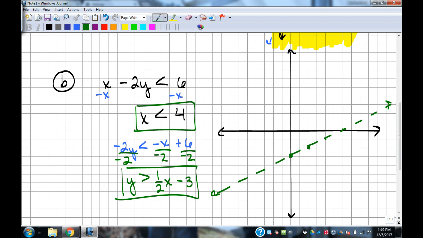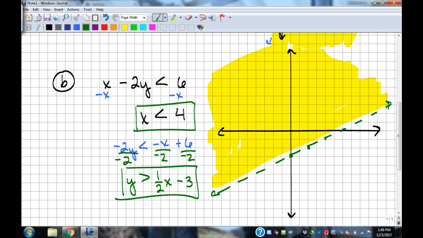Now we've got to do our shading. Can I test 0, 0? Yes, the line doesn't go through it, so it makes it legal to test. So if I check 0, 0, is 0 greater than negative 3? Yes, so that means I shade the side that 0, 0 is on. This would be the top side. Make it clear that you're shading above that. You don't have to color it in real dark or anything like that.